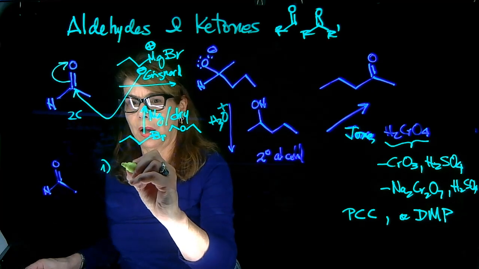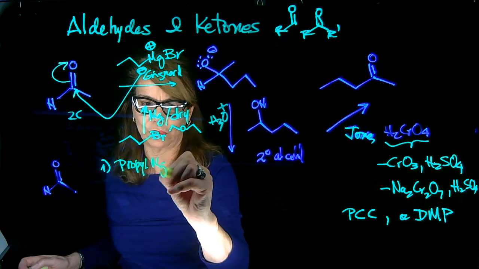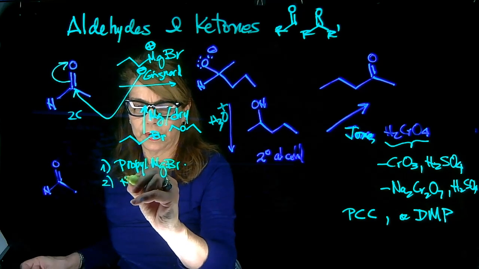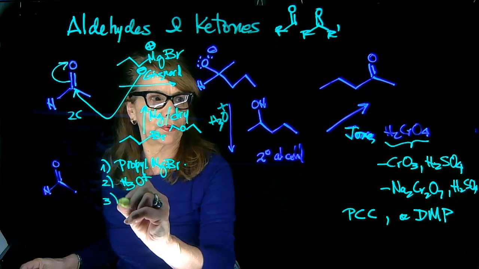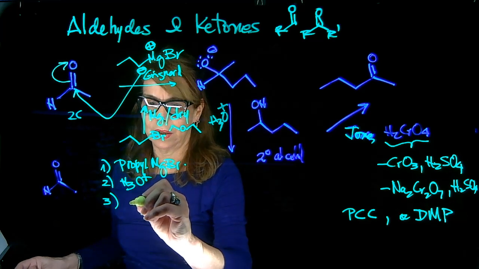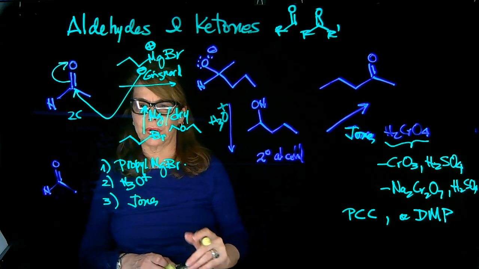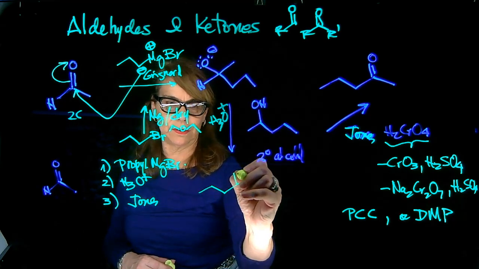I'm going to do propyl magnesium bromide. Then I'm going to do H3O plus, and I'm here in step 3. Once I have the alcohol, I'm going to use Jones, or one of these three. So that will be the list, and here you will be making the final ketone.